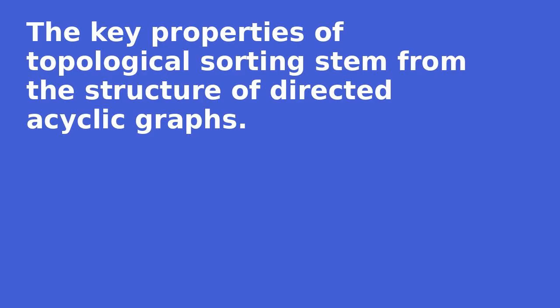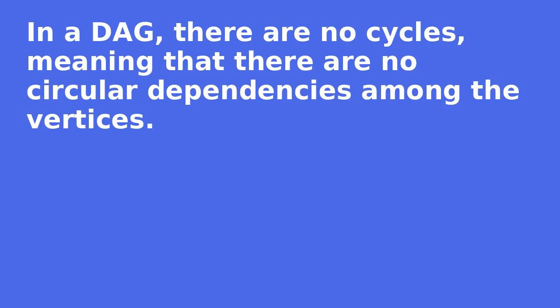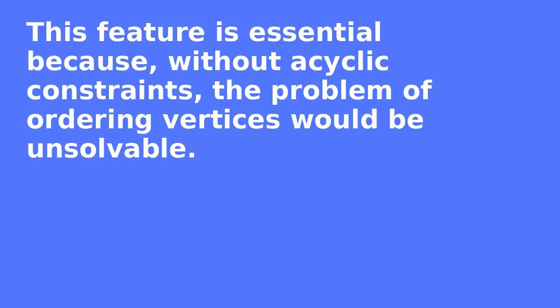The key properties of topological sorting stem from the structure of directed acyclic graphs. In a DAG, there are no cycles, meaning that there are no circular dependencies among the vertices. This feature is essential because, without acyclic constraints, the problem of ordering vertices would be unsolvable.